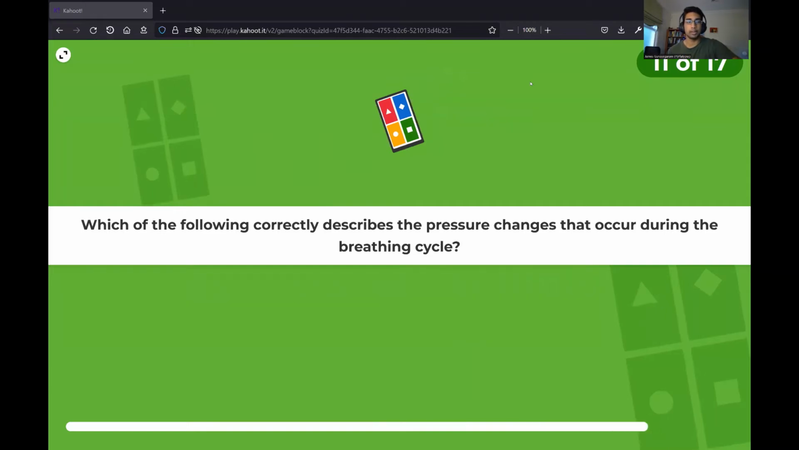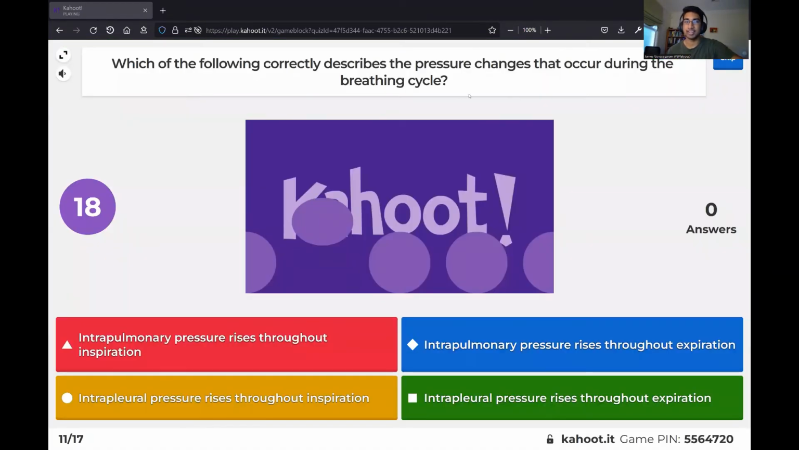Okay, so a really big thing that I had to understand in second year was that breathing actually has everything to do with pressure and almost nothing to do with mechanics.